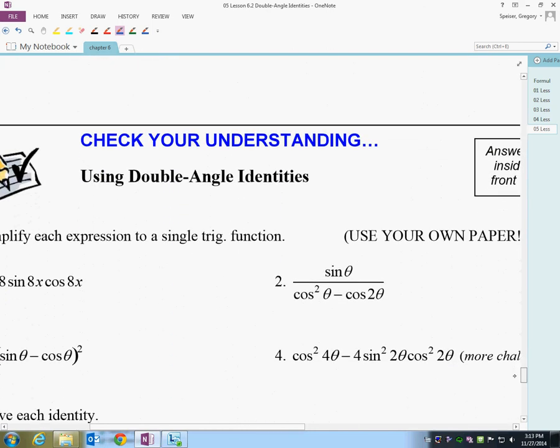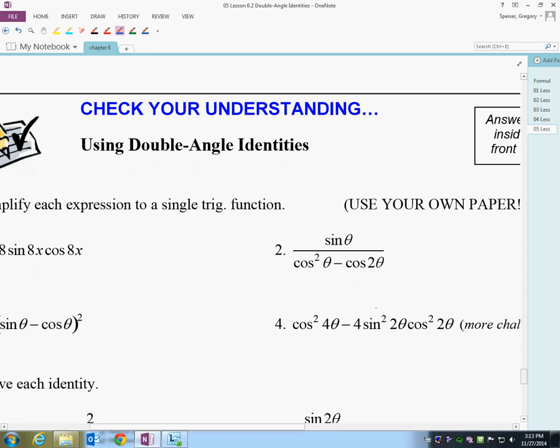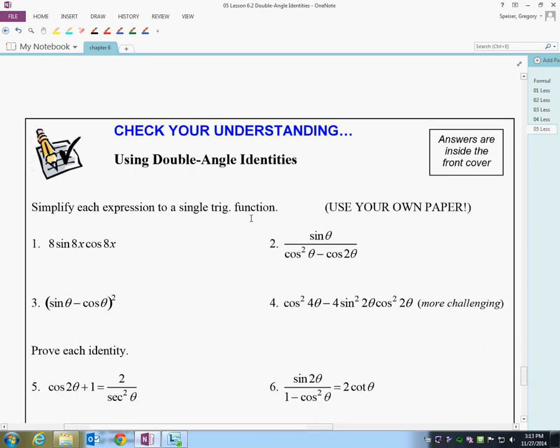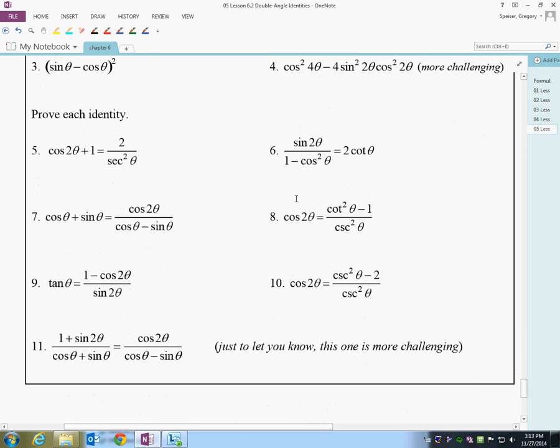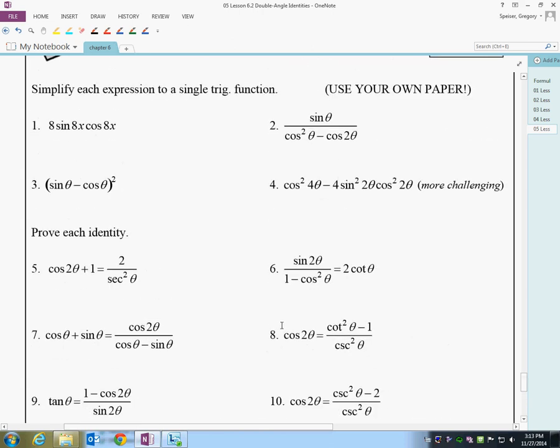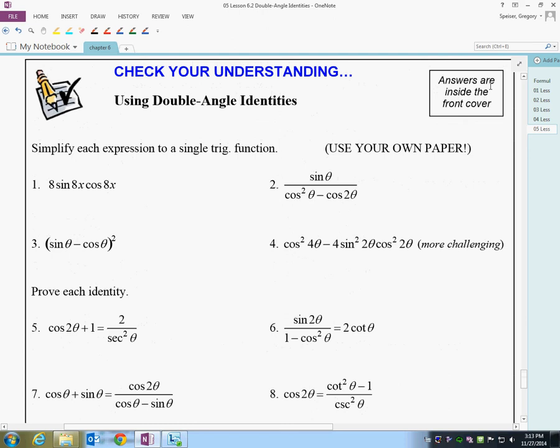There's your check on your understanding, and you'll notice, if I zoom out a little bit, number 4 is a bit more challenging, and number 11 is also marked to let you know this one is more challenging. So 4 and 11 are the crazy ones. And the answers are inside the front cover, and the reason why it says use your own paper is because there's no way you can do a whole proof in that short amount of time. Okay, so good luck, and we'll see you in class.